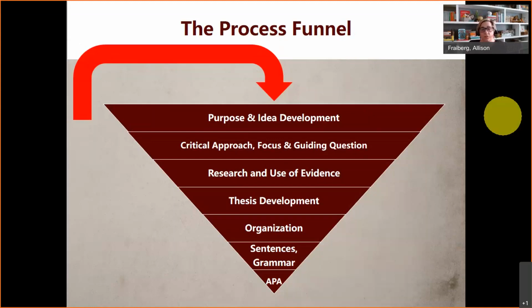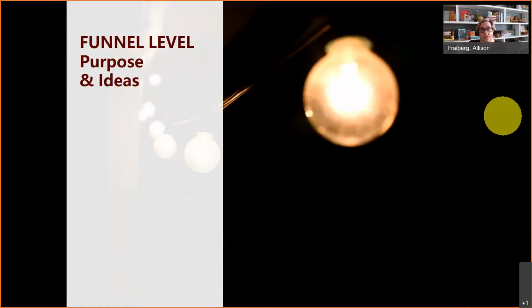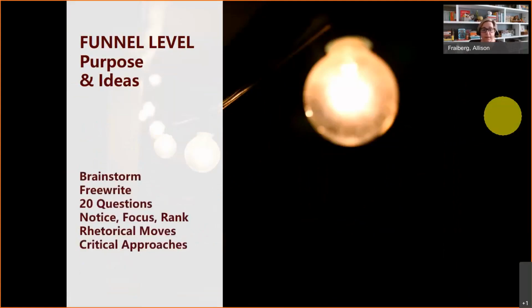And this funnel also makes you think of, what am I going to do when? So when should you, when should you, when should you? This is when I think you should. And that's how we're going to move through this course. So what happens is each week we're going to be working on different levels of this funnel until we get through all of them. We're going to start with purpose and ideas and do all sorts of writing hacks, brainstorming, free writing, notice, focus, and ranking, all sorts of stuff, right?